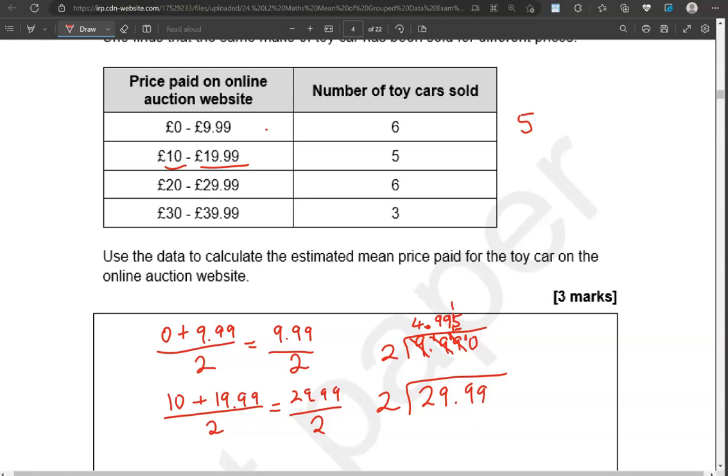One lot of 2 fits into 2. How many 2's fit into 9? That is 4, and we have 1 remaining. Transferring the decimal point over. How many 2's into 19? That is 9 and 1 remaining. Again, 9 and 1 remaining. Adding a 0. That is exactly 5 lots of 2 that fit into 10. So again, same thing, we're going to round this up to £15.